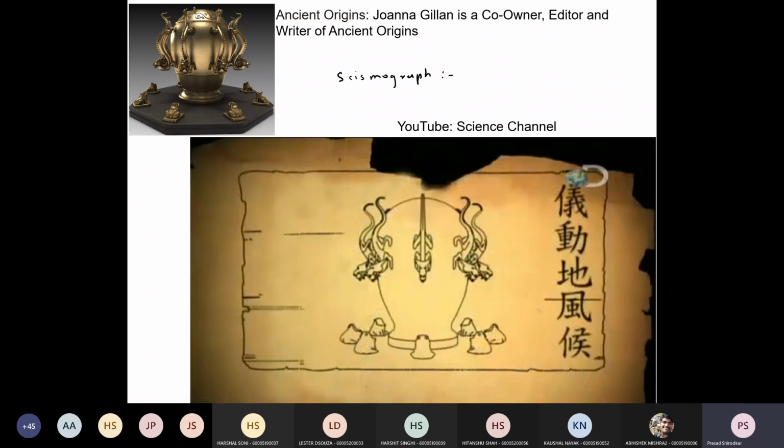Inside this there is a lever mechanism. When it tilts in a particular direction, the lever releases that ball and it falls down. There are toads at the base with their mouths open, and the ball will fall in the mouth of those toads and make a clanging noise. Depending upon where the metal ball has fallen, you can predict the direction in which the earthquake is occurring. So let me just demonstrate this using this video.